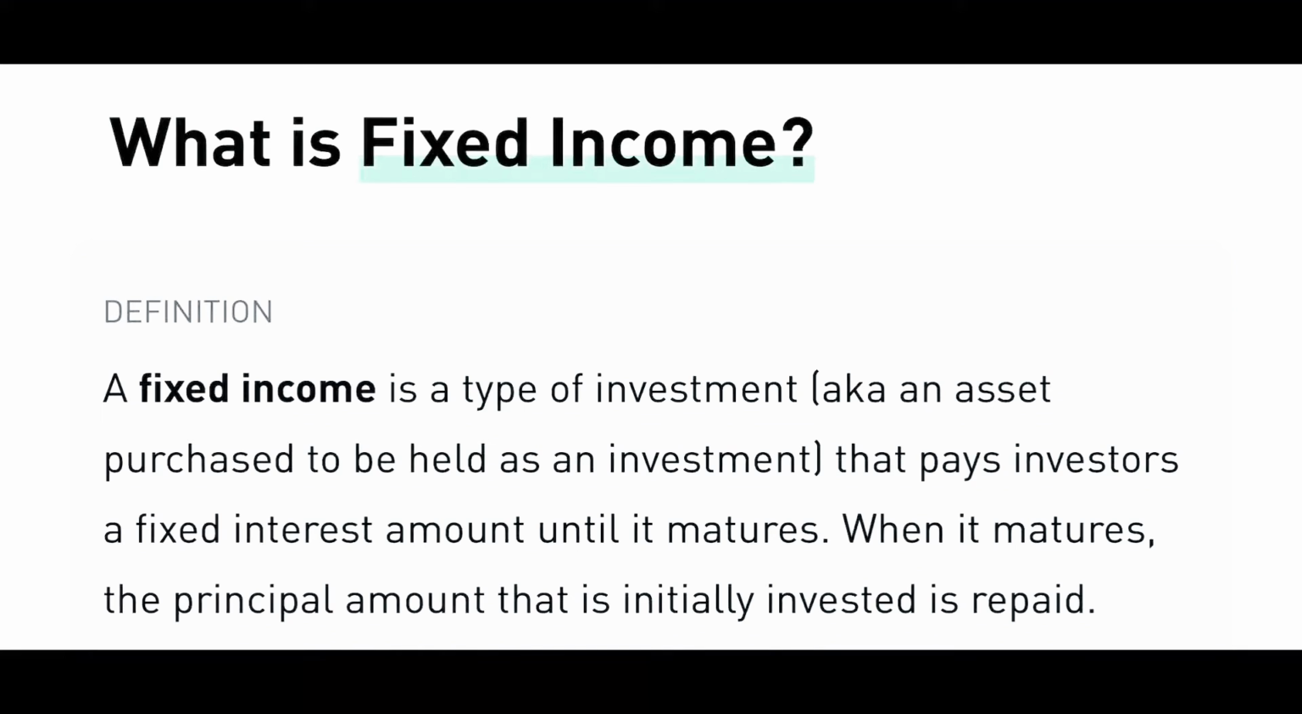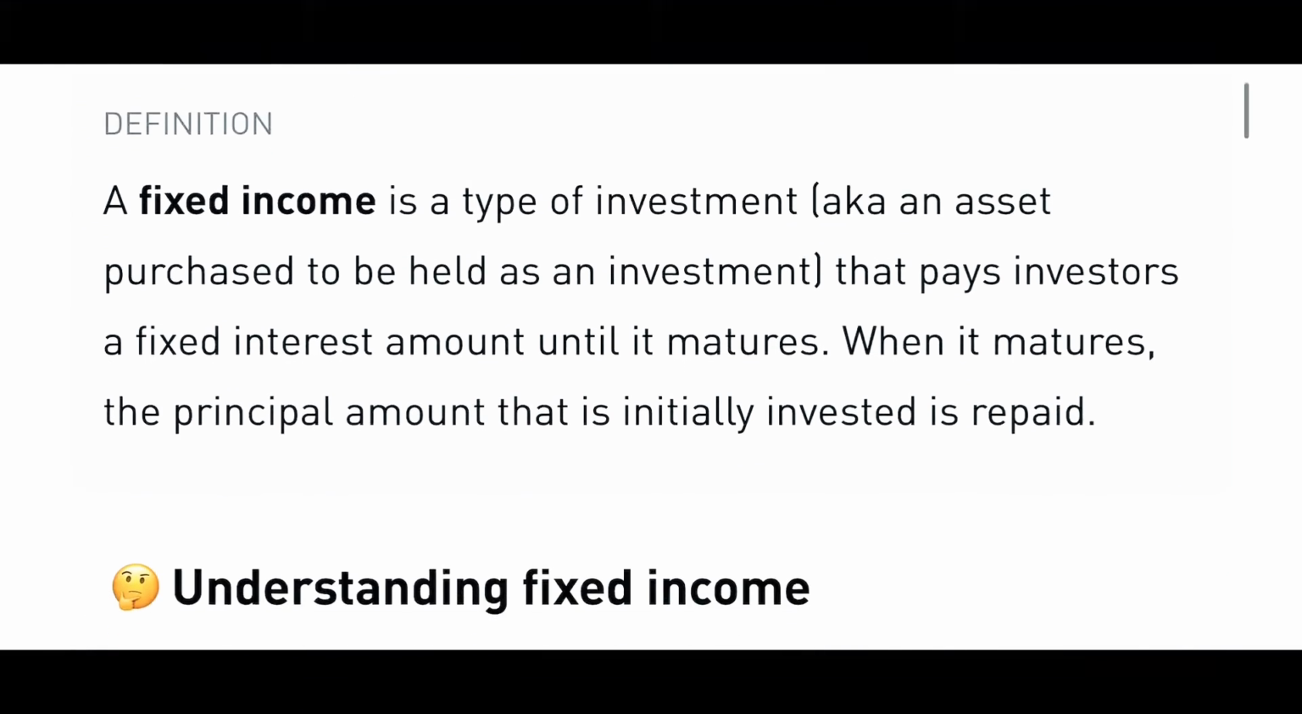What is fixed income? Definition. A fixed income is a type of investment, aka an asset purchased to be held as an investment, that pays investors a fixed interest amount until it matures. When it matures, the principal amount that is initially invested is repaid.